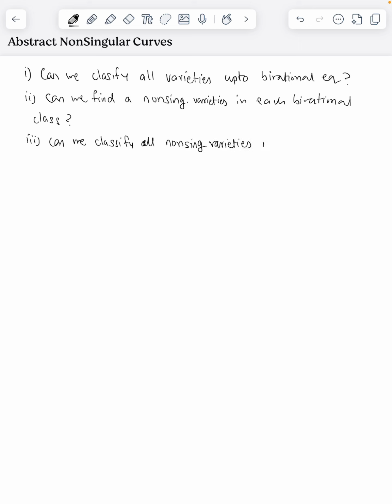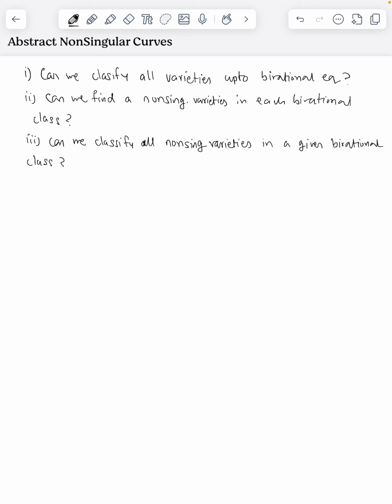So in general, all these questions are too hard to answer as of now. But today I will talk about a special case of question 2 and 3 where I will only consider curves instead of general varieties. Question number 2 asks about existence of a non-singular variety in a class, and question number 3 is talking about classifying them.